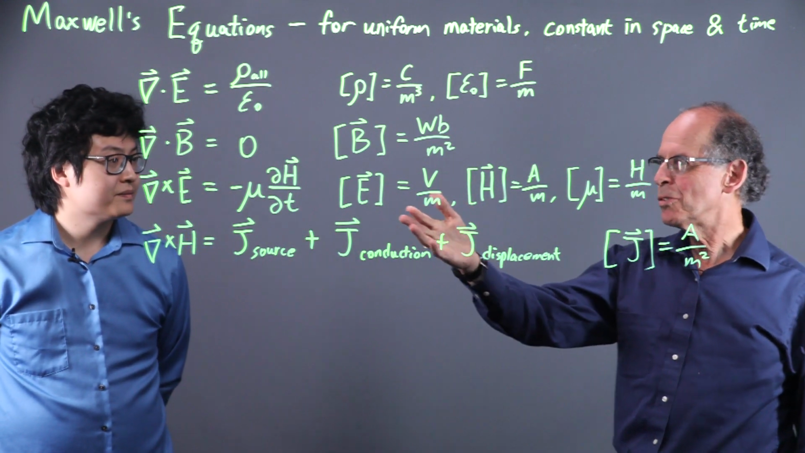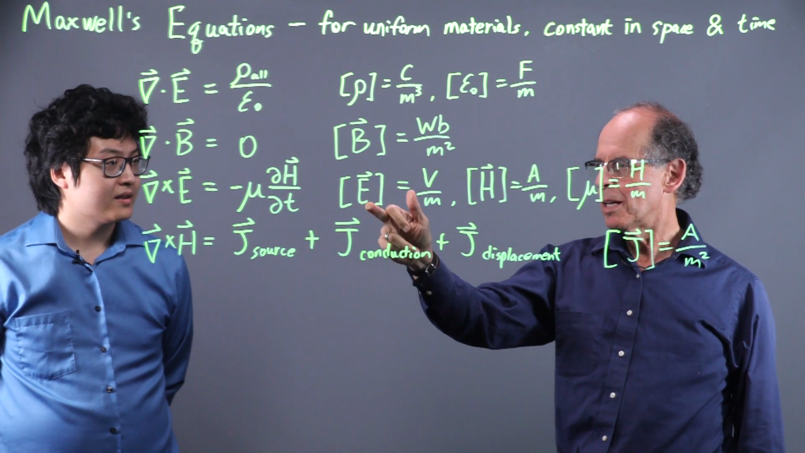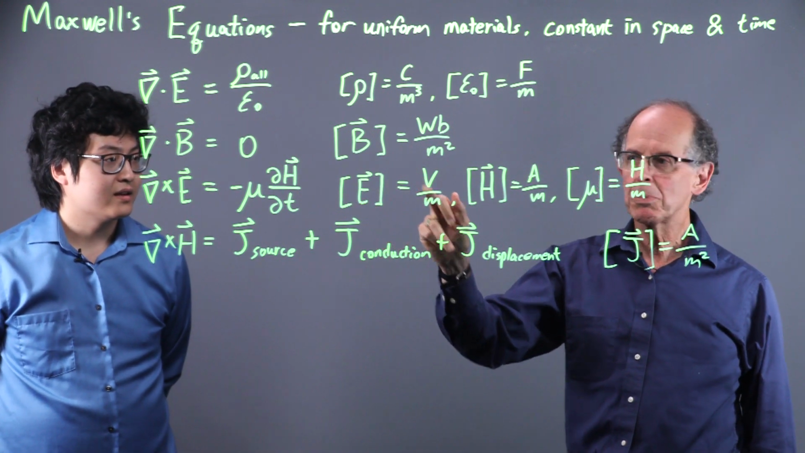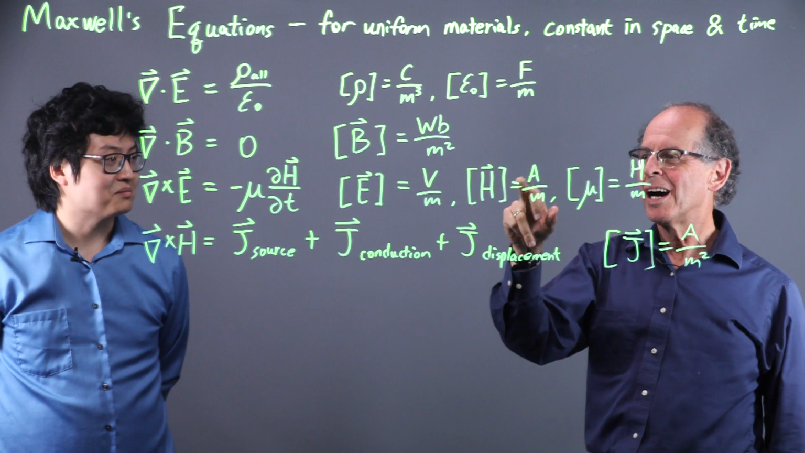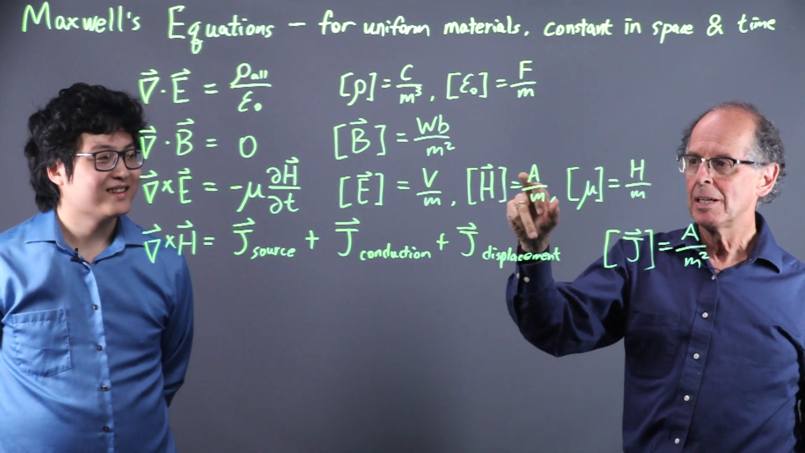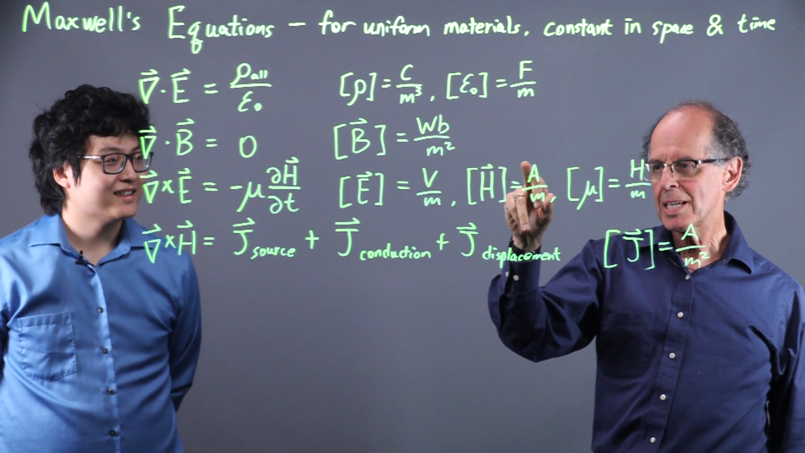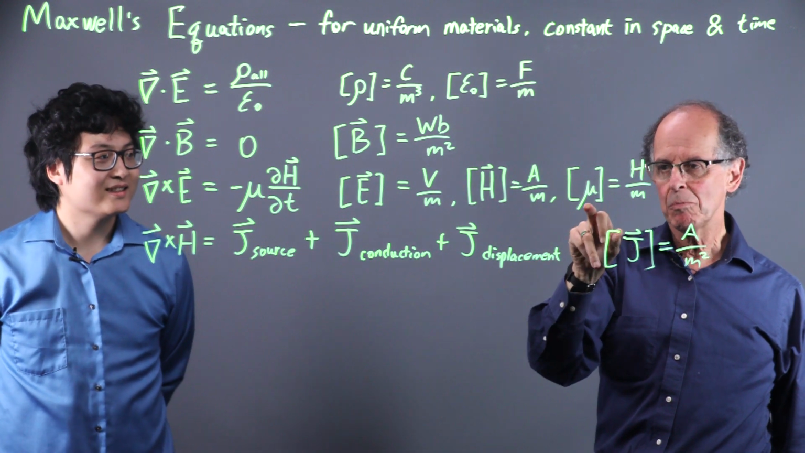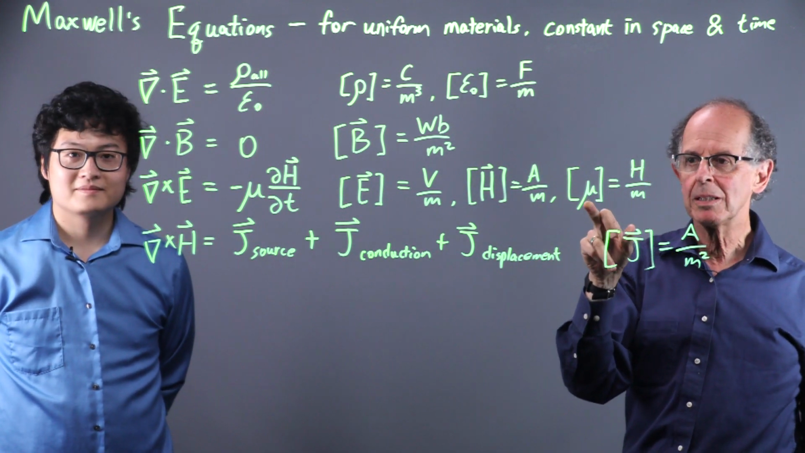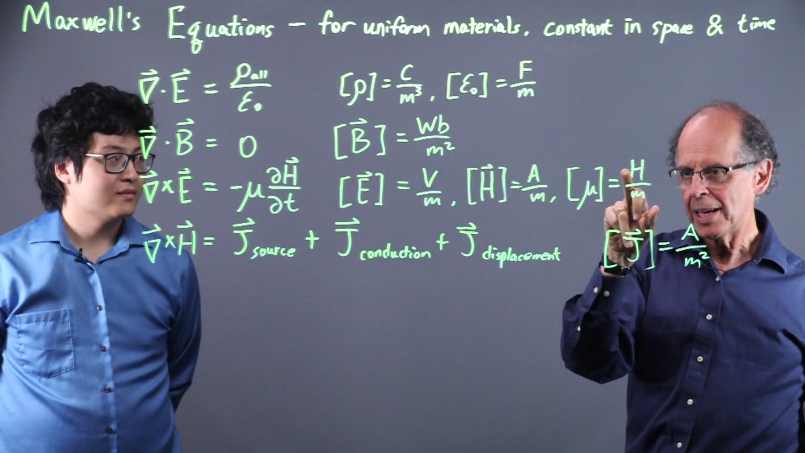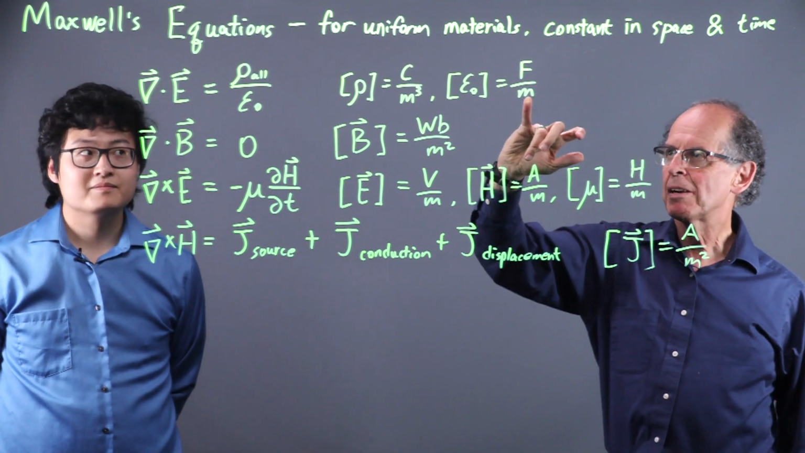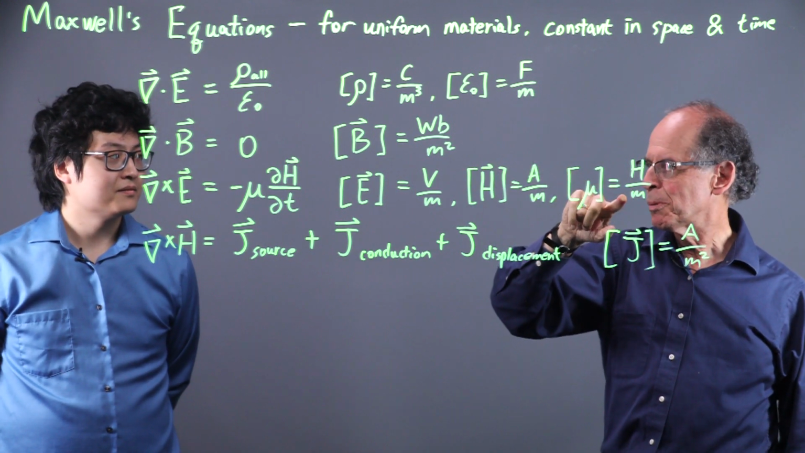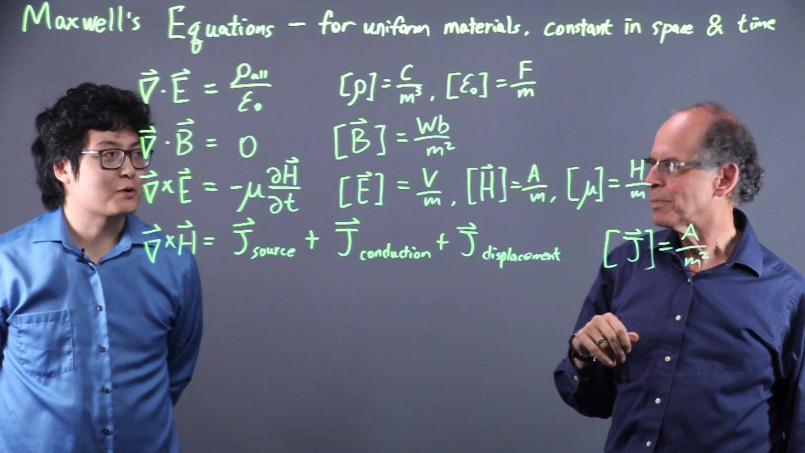And now look at the units. The units are electric field, volts per meter. I got the easy one. H, magnetic field intensity, amps per meter, and mu, the magnetic permeability, is henries per meter. Farads per meter, henries per meter. I see some parallels going on.